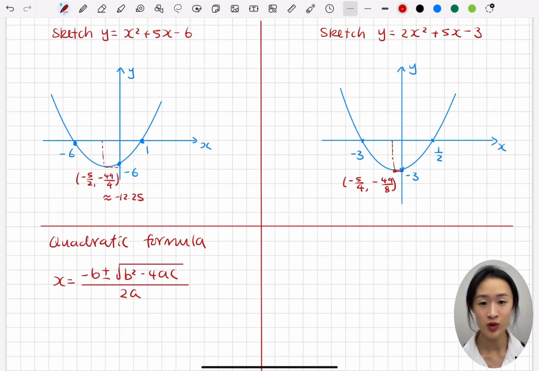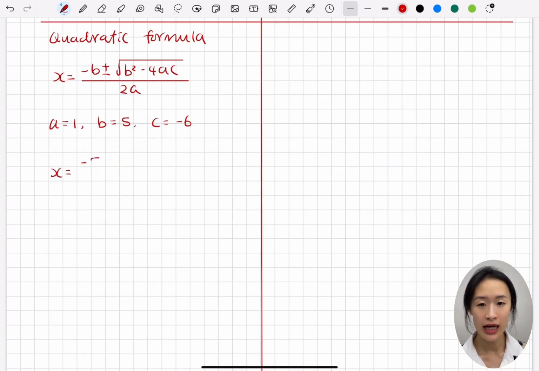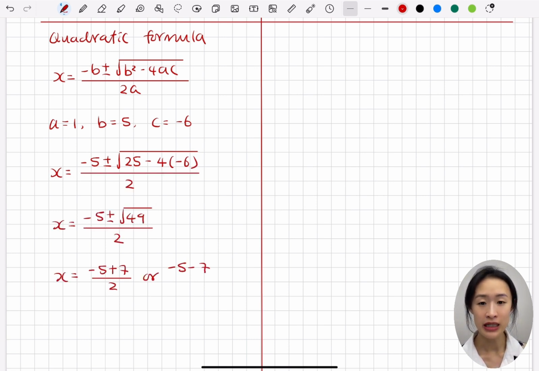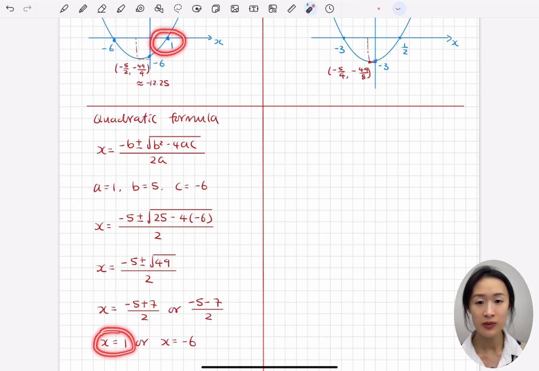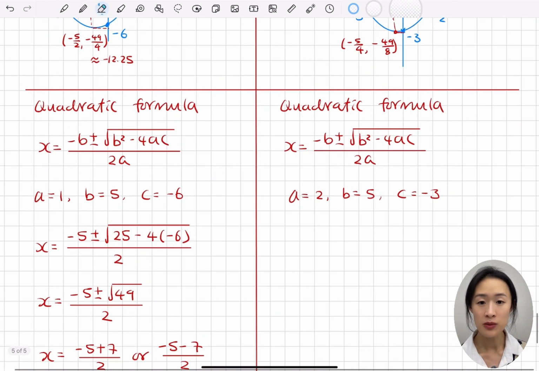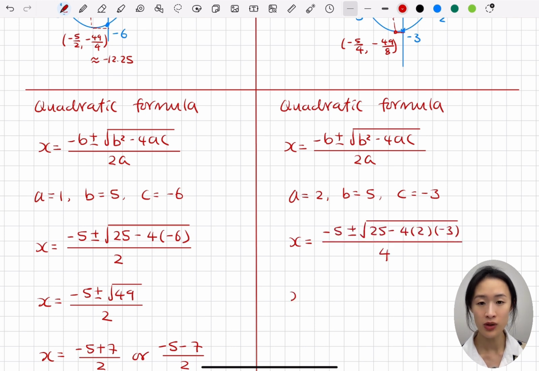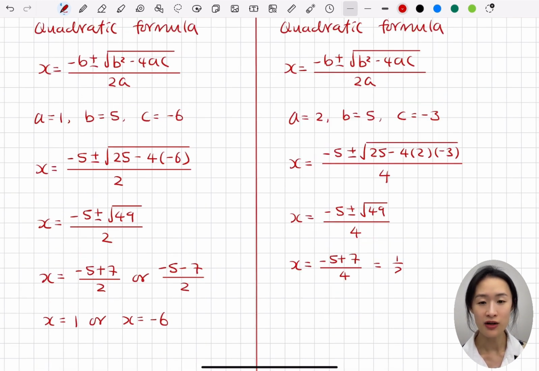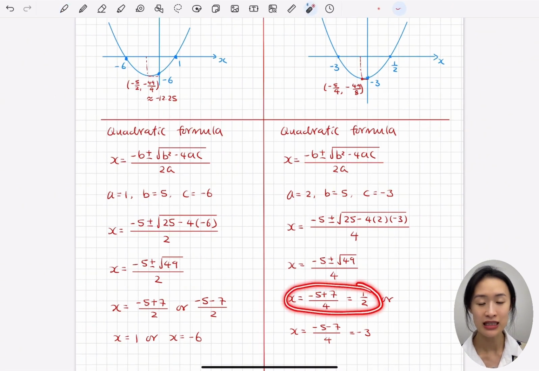Finally, let's have a look at the quadratic formula. In this example, a is 1, b is 5, and c is negative 6. By substituting these values into my quadratic formula, I will be able to find that the two x-intercepts are 1 and negative 6, which is the same as before. If we use the quadratic formula to solve the second example, as you can see, a is 2, b is 5, and c is negative 3. By substituting those values back into our formula, we found out that x is a half or negative 3, and we can check that is the same as before.